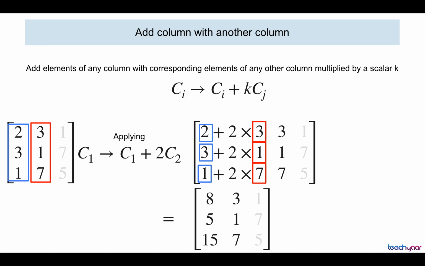And what you get is, as you can see, the second column is unchanged. The first column has become something else. Now instead of a plus, you can use a minus, right? Because if a scalar is negative, it effectively becomes minus. So you can do the same with a negative sign as well.